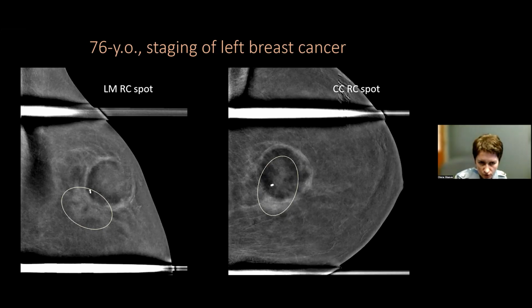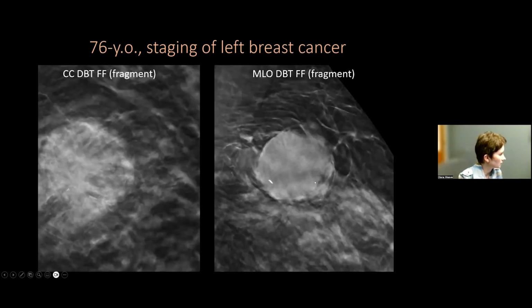But we are more interested in this little mass, which is right below it. So it's below it on the lateral spot compression recombined images, and it's medial on the craniocaudal spot compression recombined images. And I just noticed that there is still something within that. So it's not a clear-cut eclipse sign. The inner part of that circle is not smooth, but rather kind of irregular. So definitely not an eclipse sign. So you have to take it seriously.